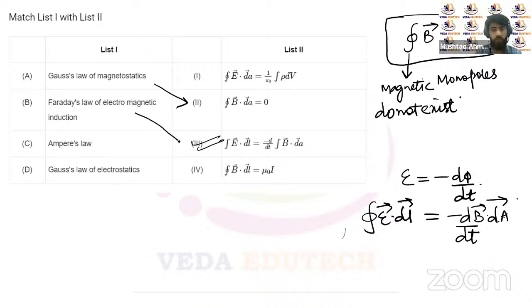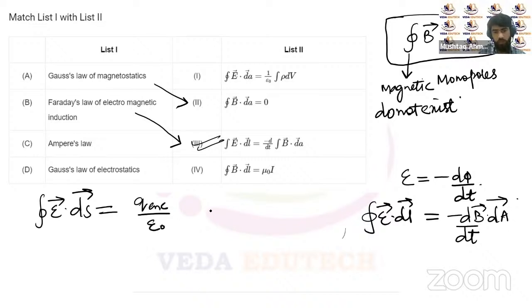Option B will correctly match to the third option of the second list, right? Gauss law of electrostatics. Gauss law of electrostatics is nothing but the total electric flux through a closed surface, which is the charge enclosed upon epsilon naught, right?